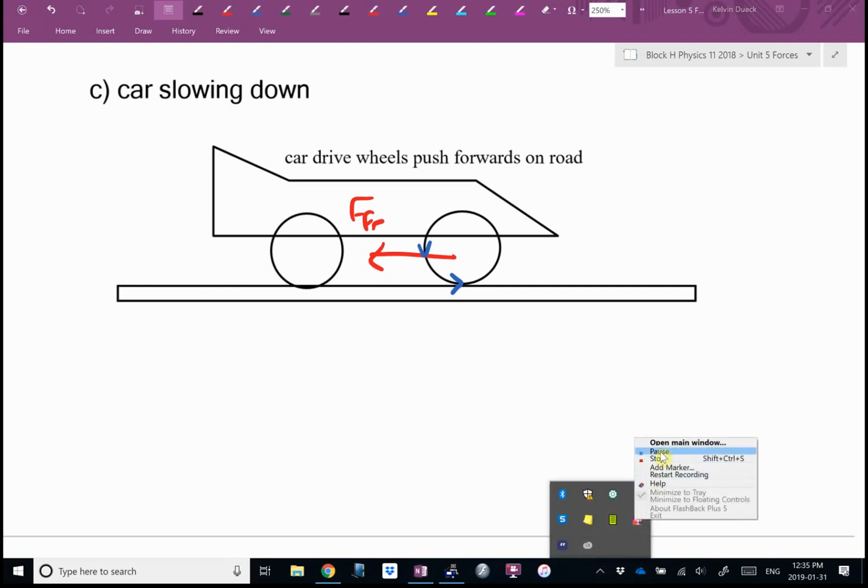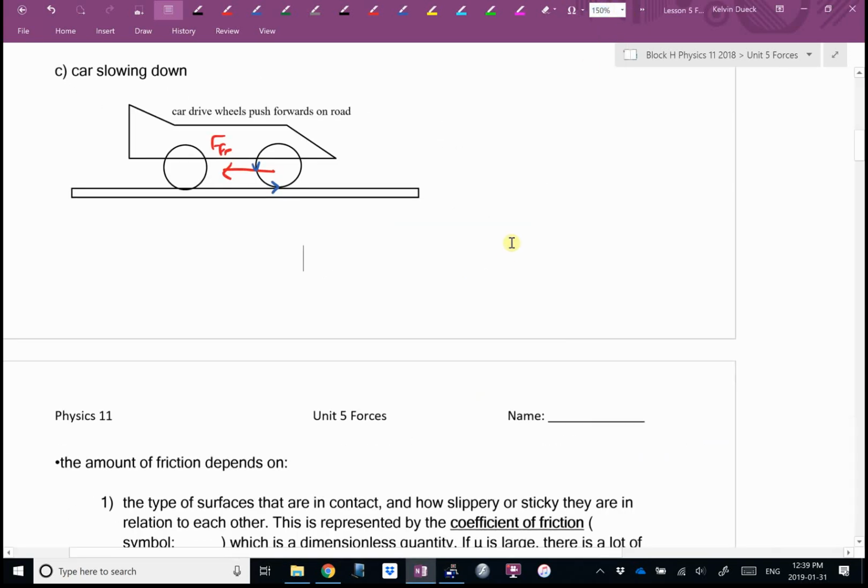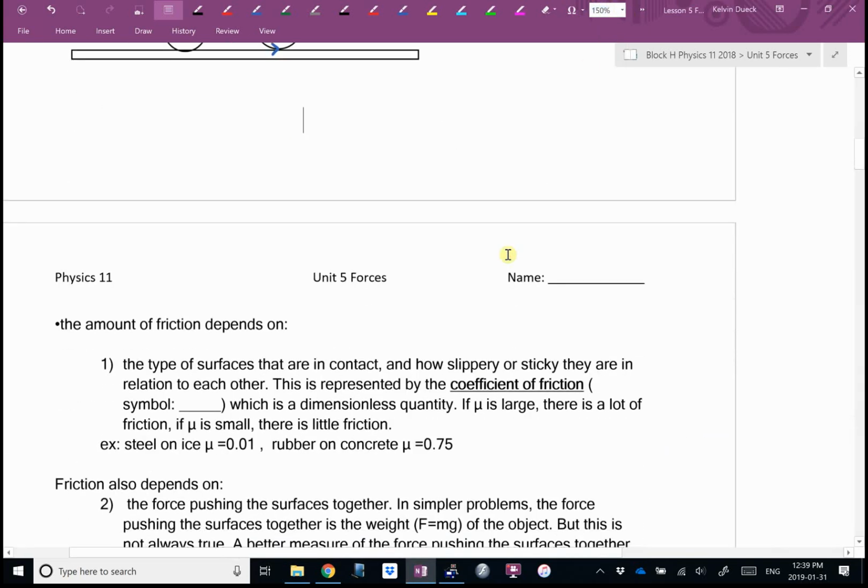Put your pencil down. So on the next page then, how do we calculate friction? What does it depend on? It turns out it depends on two things. The first thing friction depends on, especially based on the video that you saw, is how slippery objects are. Or, if I take the opposite view, how sticky objects are.